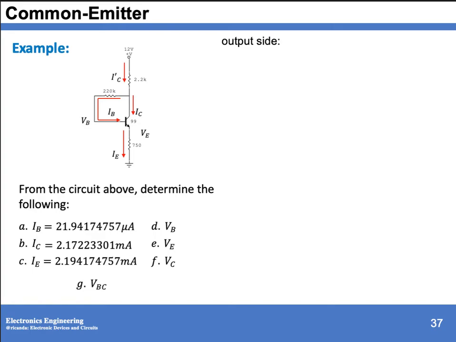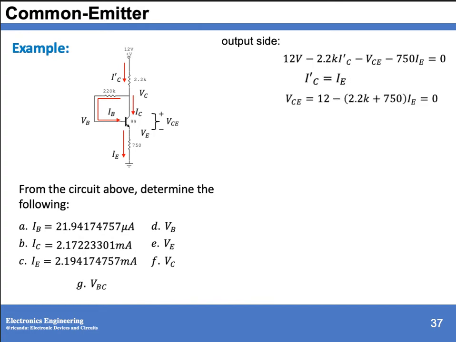So at the output side, we have your VC at the collector terminal and your collector-emitter voltage, VCE. Applying KVL at your output side, we have 12 minus 2.2k IC prime minus VCE minus 750 IE. Since IC prime equals IE, and IE we know already, therefore we can solve for your VCE. So this is our VCE.